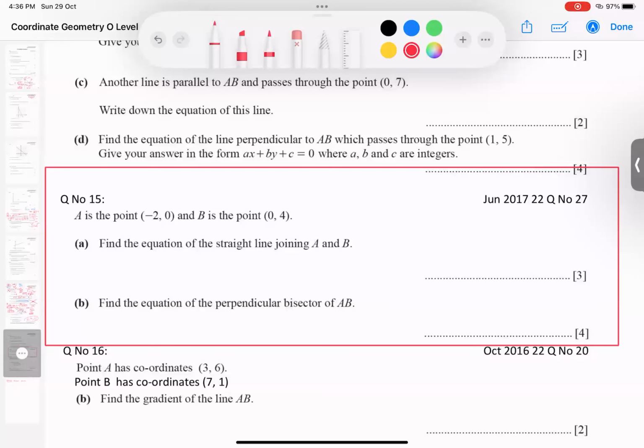Bismillah ar-Rahman ar-Rahim. This is June 17, 22 variant question number 27. Okay, and what is given? A is given this and B is given this, and we have to find, in part A, the equation of the straight line containing AB, but part B, the equation of the perpendicular bisector. So let's start the 7 mark question.